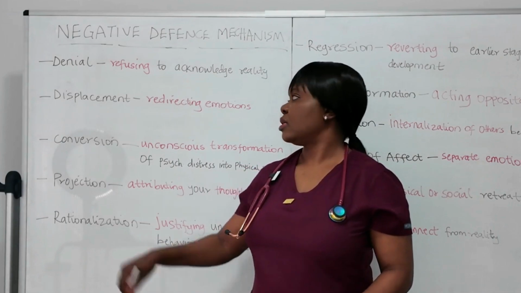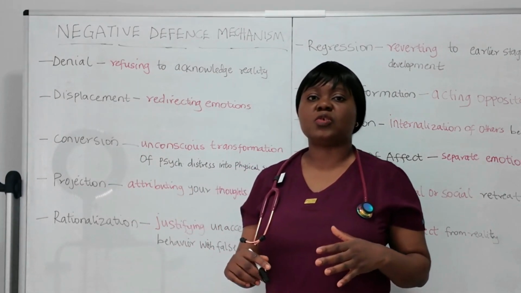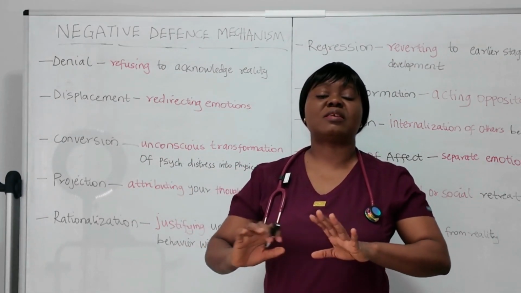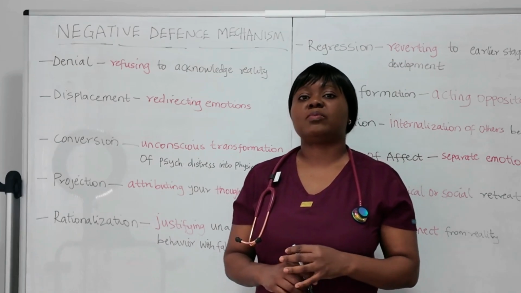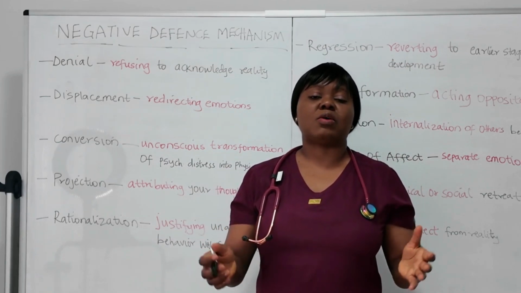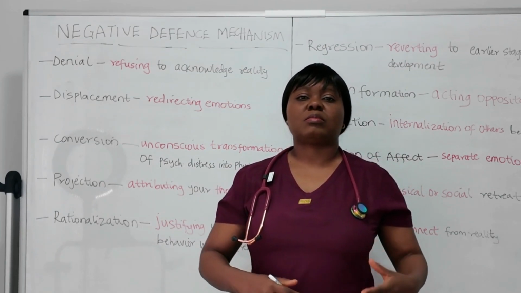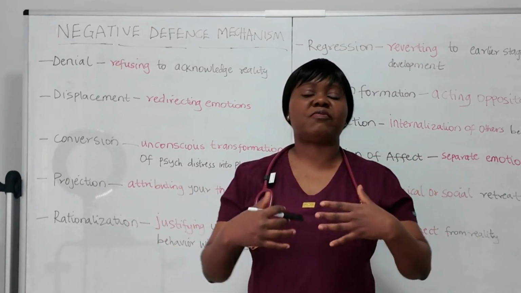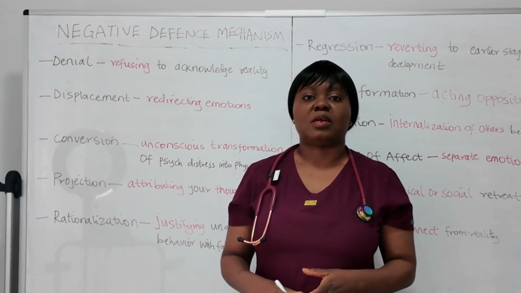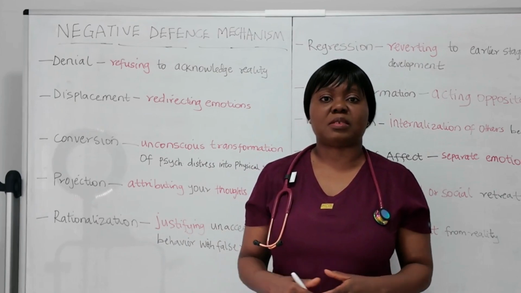The next one is displacement. As it goes, you are redirecting emotion to a safer outlet. An example would be a woman that is angry with her husband who decides to start screaming or shouting, venting that anger on the children. That would be an example of displacement.